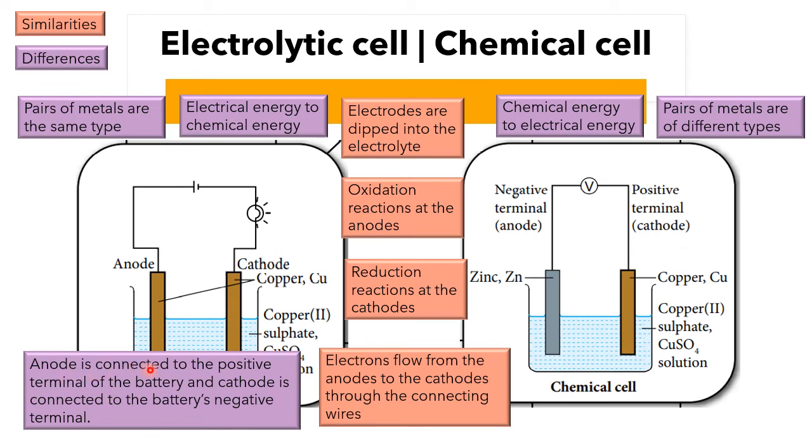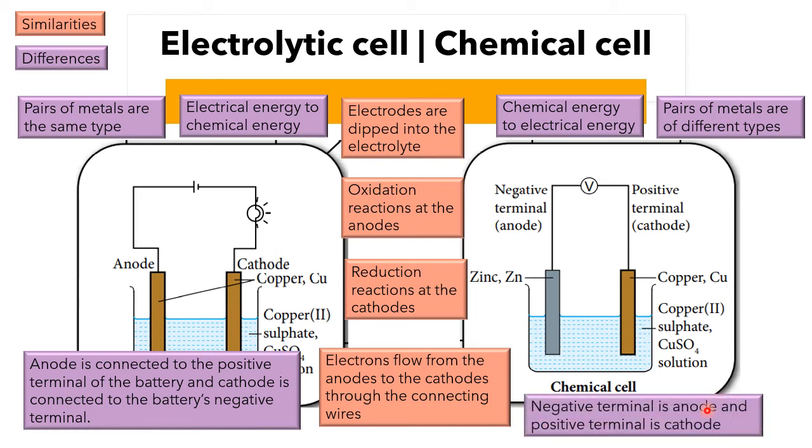Anode in the electrolytic cell is connected to the positive terminal of the battery and cathode is connected to the battery's negative terminal. While for the chemical cell, negative terminal is anode and positive terminal is cathode. Untuk menentukan the negative ataupun positive terminal in the chemical cell, we must be based on the reactivity series of metal again. Alright.